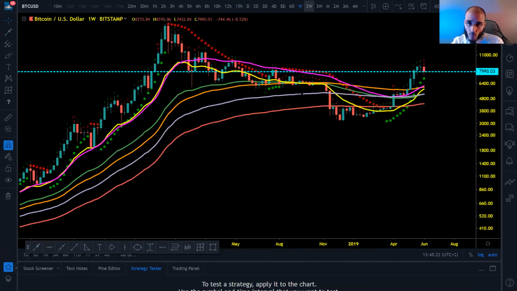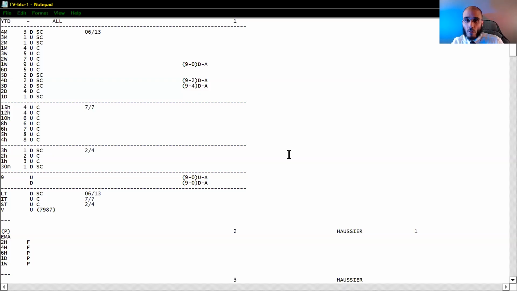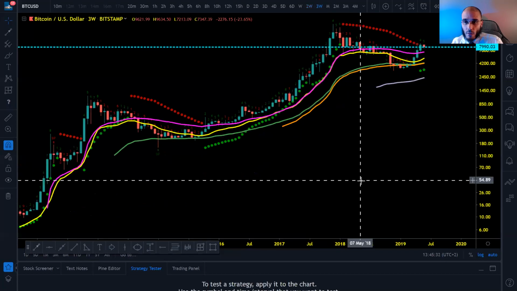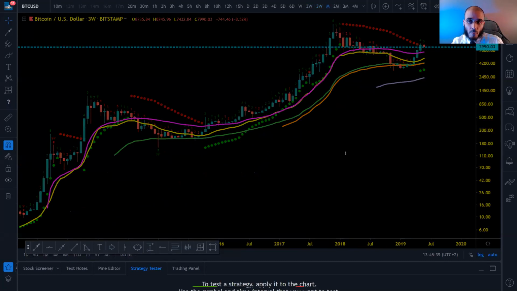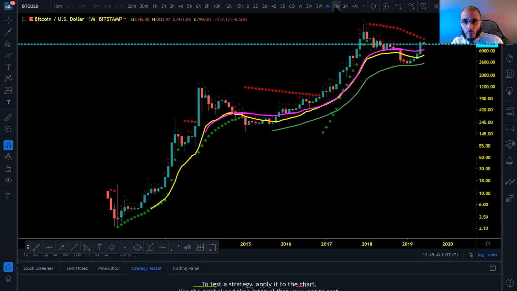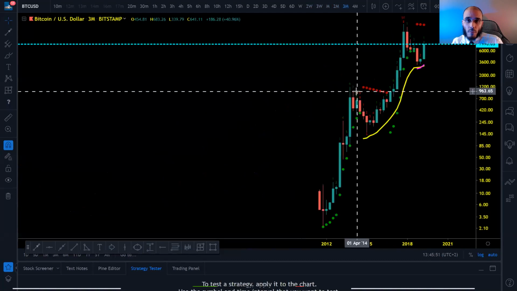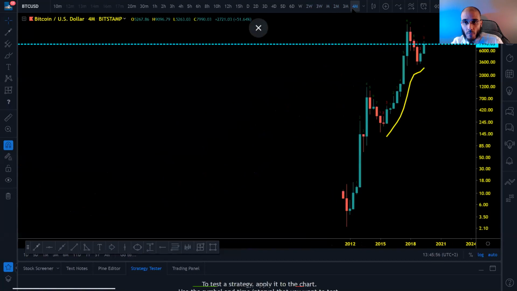So let's go to 2 weeks. 2 weeks is on a 7 up with confirmation. 3 week is on a 5 up with confirmation. 1 month is on a 4 up with confirmation. 2 month is on a 1 up without confirmation. 3 month is on a 1 up without confirmation.